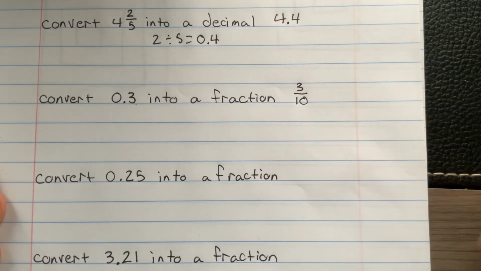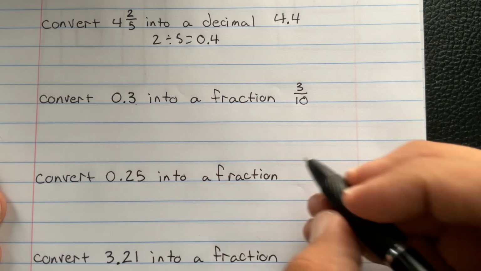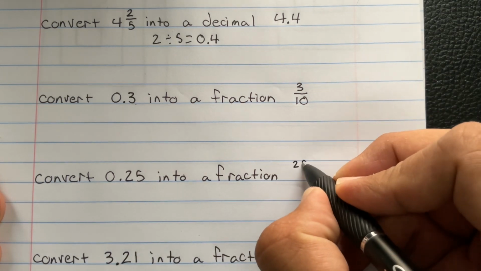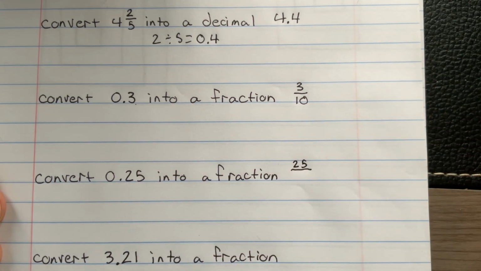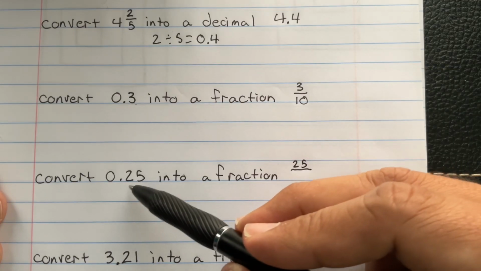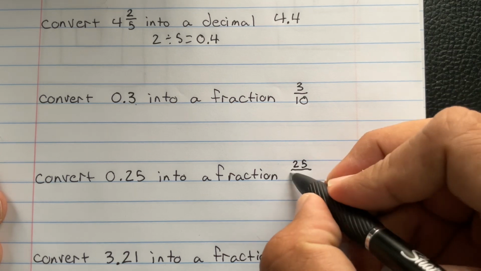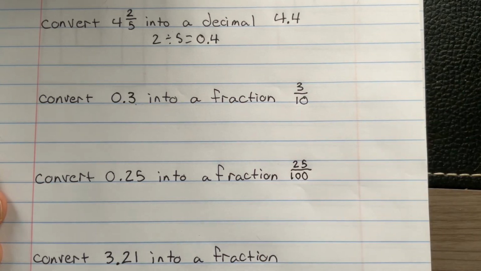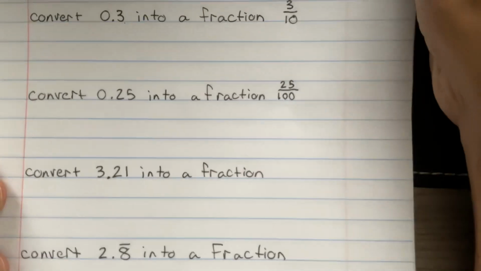Now let's do this next one. So 25 is going to go in the numerator because it's behind the decimal point. And then there are 2 numbers behind the decimal point. So this is going to get 2 zeros behind the 1. So that'll be 25 over 100. All right, let's scoot a little bit more.